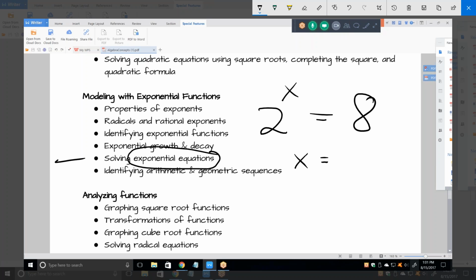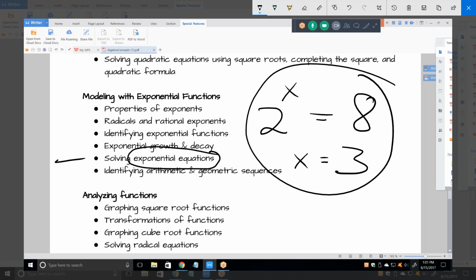4. 2 times 2 times 2 times 2 would be what? In other words, whatever answer you come up with and give me, check it out. It's not 4. 2 times 2 times 2 times 2 is 16. So what's our answer? 3. And 2 times 2 times 2 is 8. So there's an exponential equation that we can solve relatively easy.